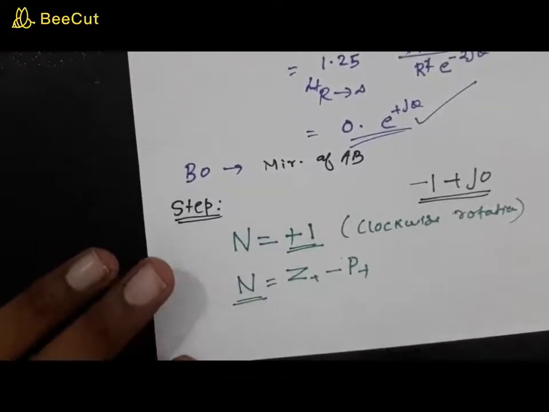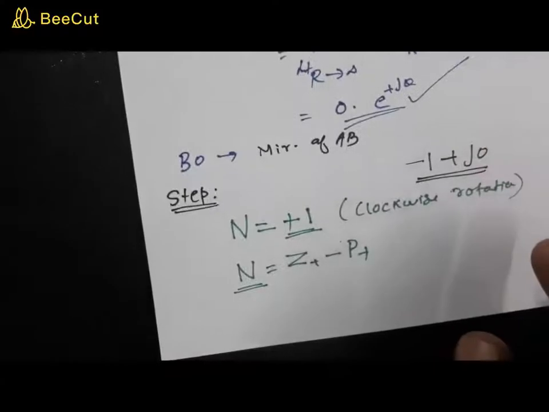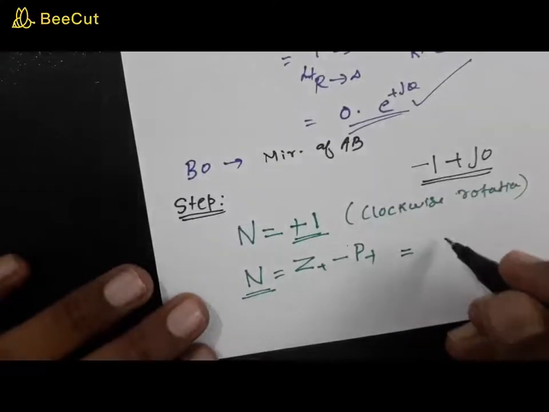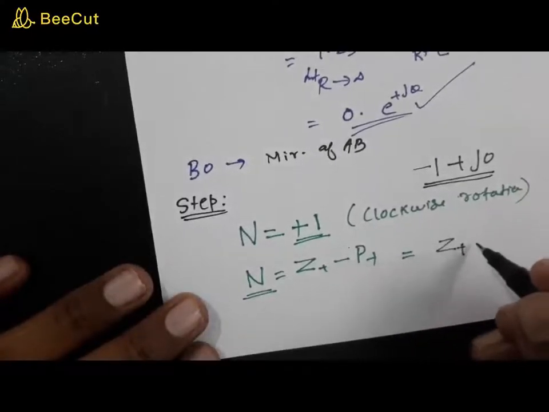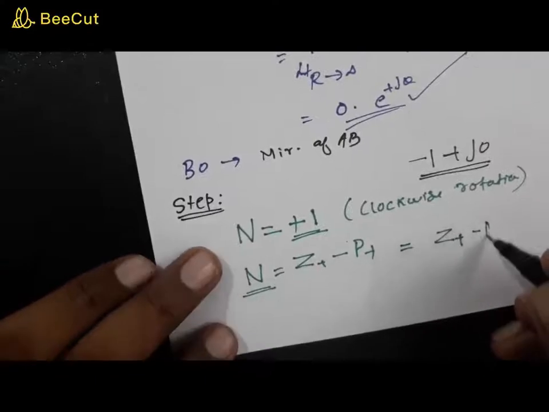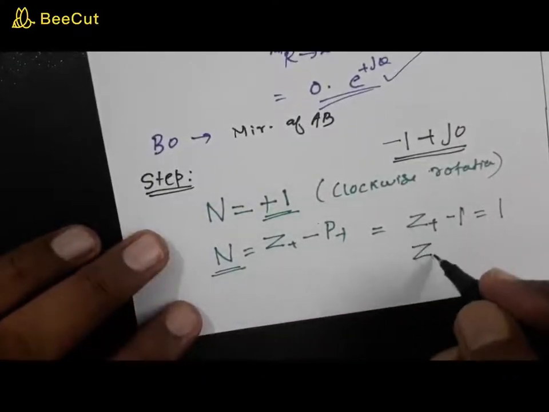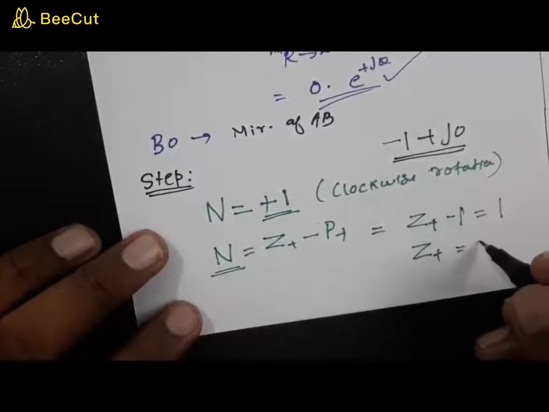Now you have already found out what your P+ is. P+ is equal to 1, right? So substituting that, you get Z+ minus 1 equal to +1. So what is your Z+? Z+ is equal to 2.